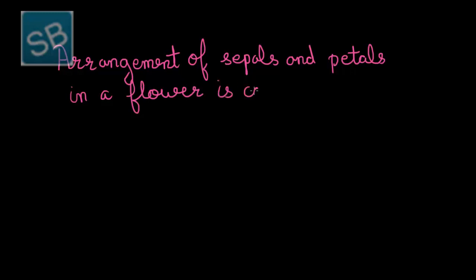Till now we have studied about the structure and function of the accessory organs of the flower, that is calyx and corolla. Now we will understand their arrangement pattern in a flower. Now, the arrangement of sepals and petals in a flower is called aestivation.